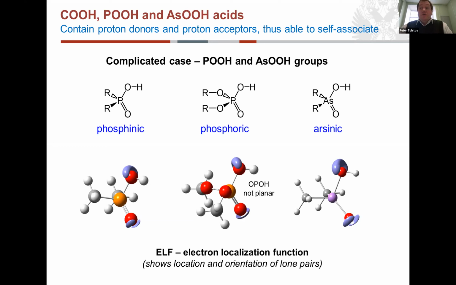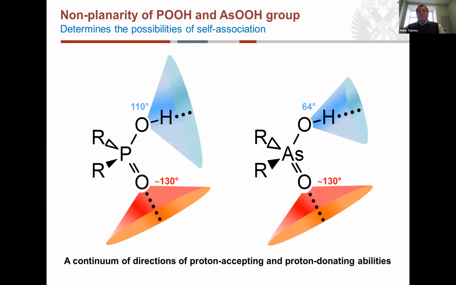So what do these molecules do in the crystal state? We can visualize the proton donating and accepting abilities as cones of preferential directions of forming hydrogen bonds. A cone around oxygen in the case of phosphinic acids, a cone around oxygen in arsenic acids, and slightly differently looking cones of possible directions of proton donating ability. Now, let's start with phosphinic acids. How do they crystallize?